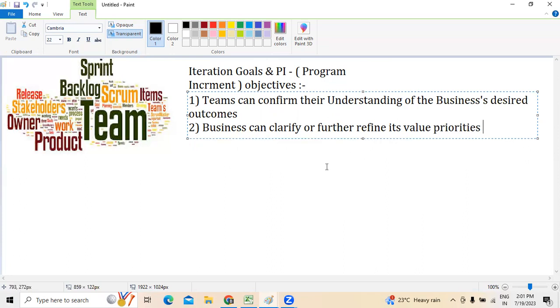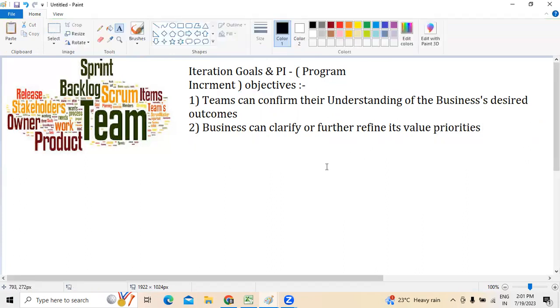Because during iteration or PI planning, teams neither commit to all the features brought to the PI planning nor to whole features. So it is important for us to understand what outcomes the features create. This gives each and everyone a chance to weigh in on those outcomes easily.